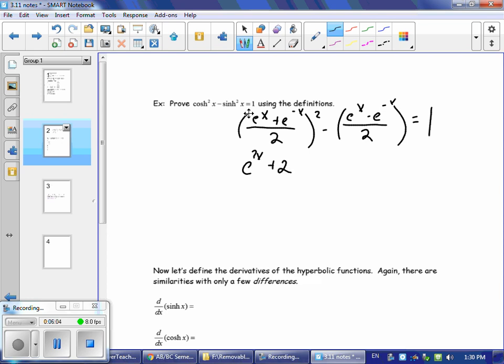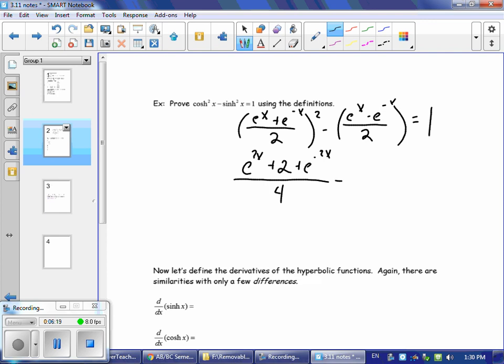If you're not following this, go ahead and write it out. It's okay if you have to do that. And then multiplying e to the negative x times e to the negative x is e to the negative 2x. And all that is over 4 when we square the bottom.